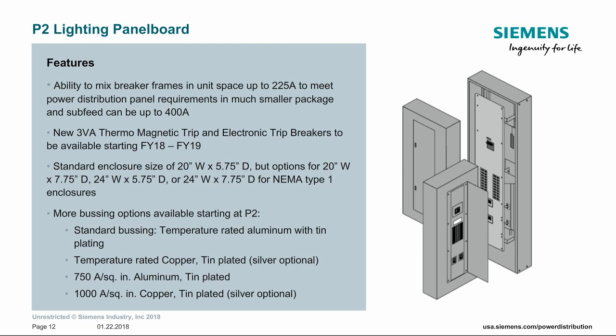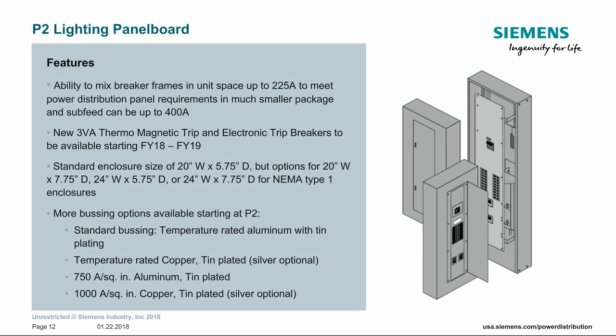Also, to emphasize some of the flexibility of this panel, you can see our standard enclosure size is 20 inches wide by 5.75 inches deep, but we also have options to increase that depth to 7.75 inches or increase the width to 24 inches. And this is for our NEMA Type 1 enclosures. So other type enclosures may have some limited sizes available.